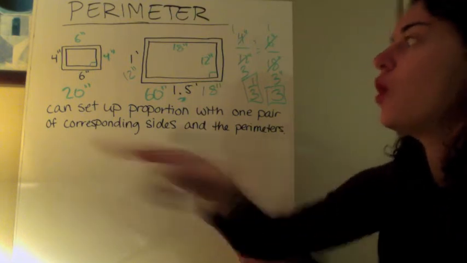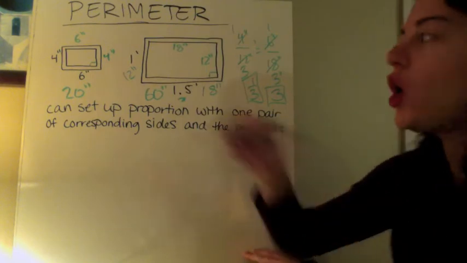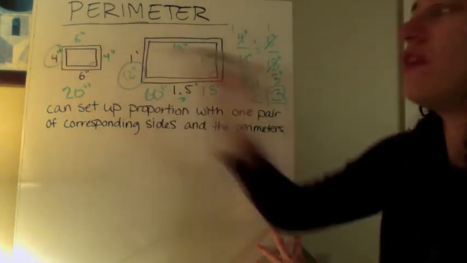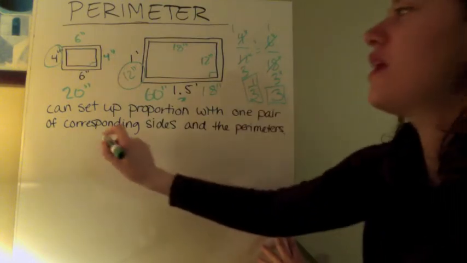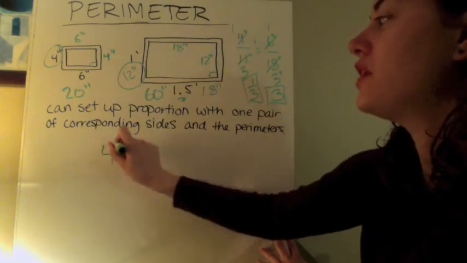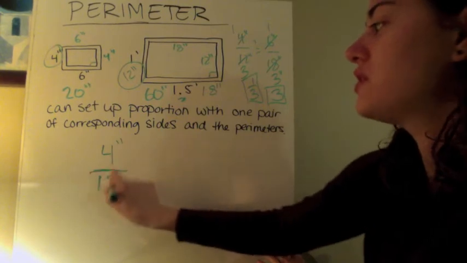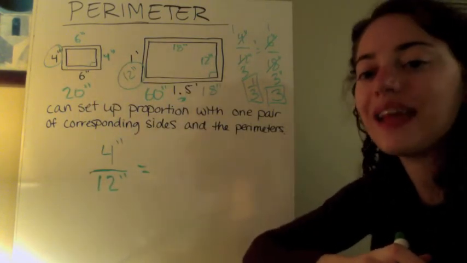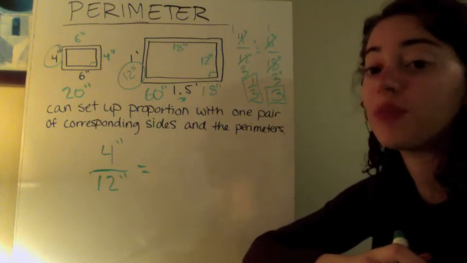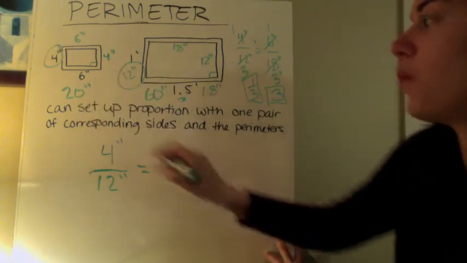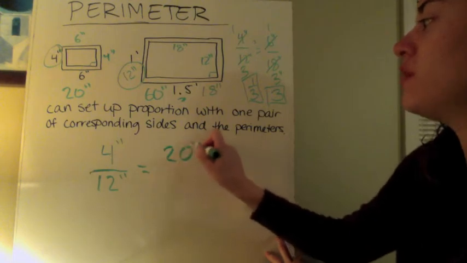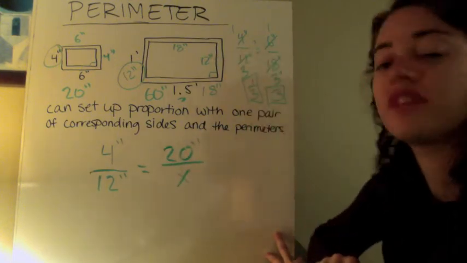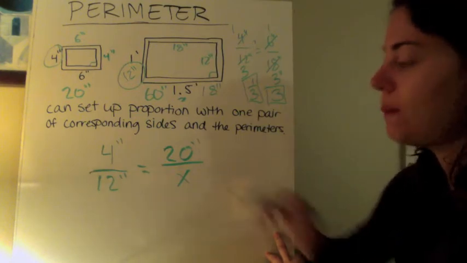And I asked you, what's the perimeter of the bigger one? Only knowing that the corresponding side with 4 was 12 inches. I can set it up where all I have is 4 inches over 12 inches. These are my corresponding sides, and now I can set that equal to my corresponding perimeters. That would be 20 inches for my smaller one, and let's call it X for now, for the perimeter of this larger picture.